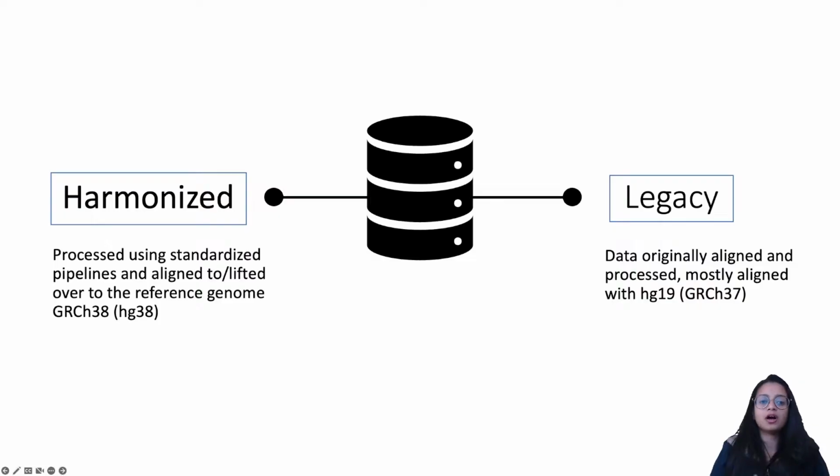Now, coming back to the harmonized data, the advantage of using harmonized data is that it allows us to analyze multiple cancer types, or the same cancer types across multiple projects. Legacy data, on the other hand, are the data originally generated by the original projects, which are essentially generated by different methods, and they are mostly aligned to HG19. So it's important to know the difference between the legacy data and the harmonized data, and to know which one to use when you're trying to download the data from this portal for your own analysis.